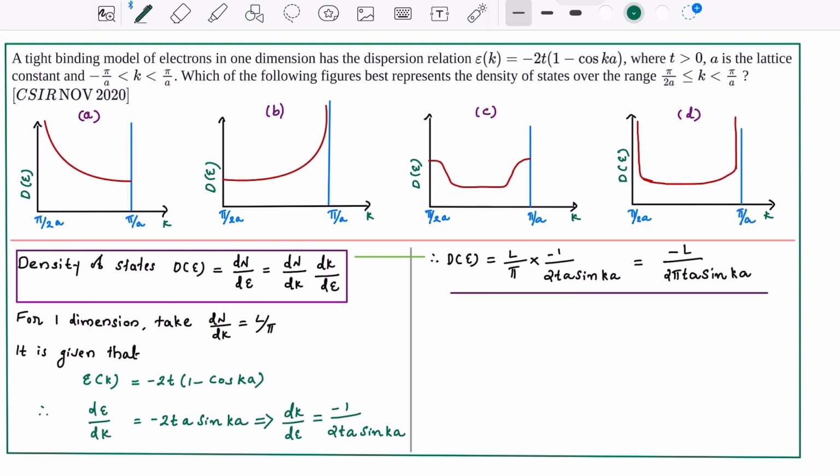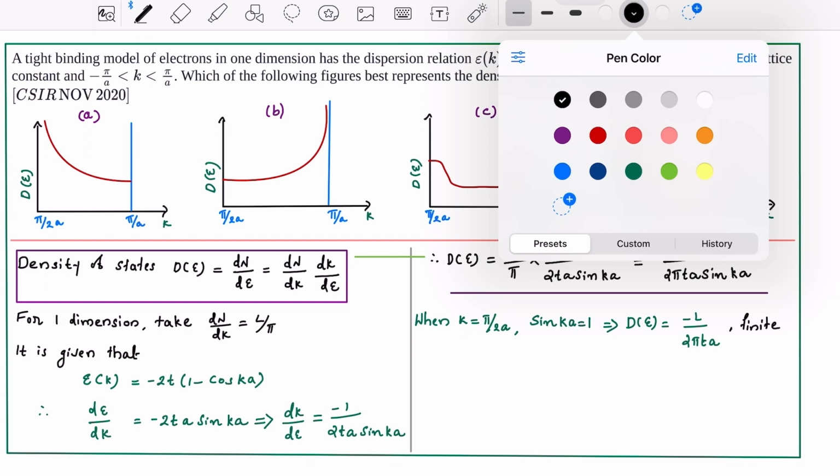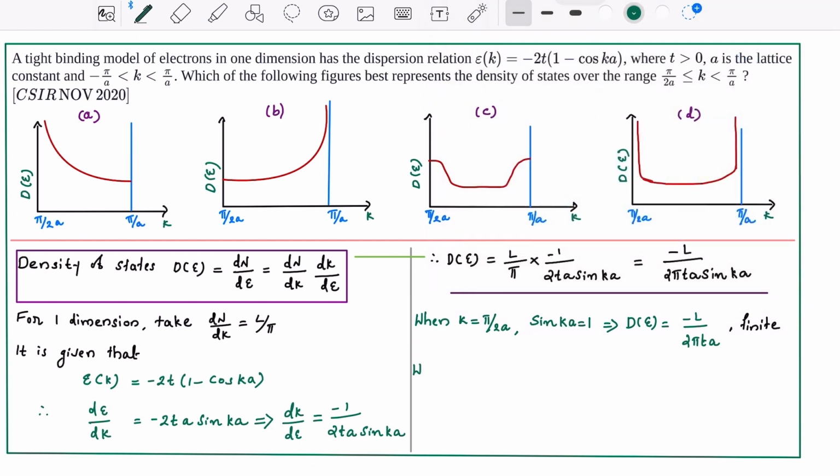Now let us apply the boundary condition. What happens when k is equal to pi by 2a and k is equal to pi by a? When k is equal to pi by 2a, we have sin ka equal to sin pi by 2, which is equal to 1. Therefore, the density of states becomes minus L by 2 pi ta, which is a finite value. At k equal to pi by 2a, our density of states D of E is finite.